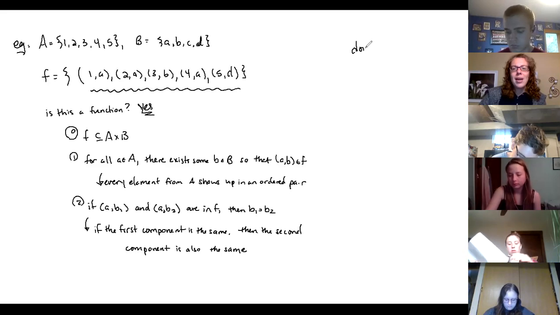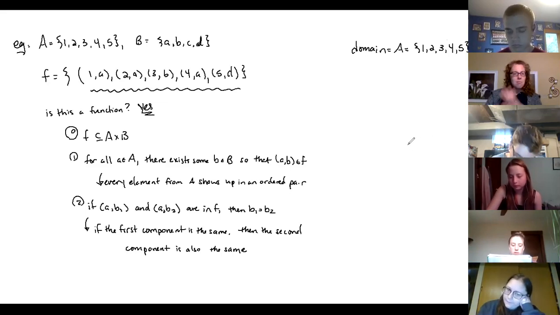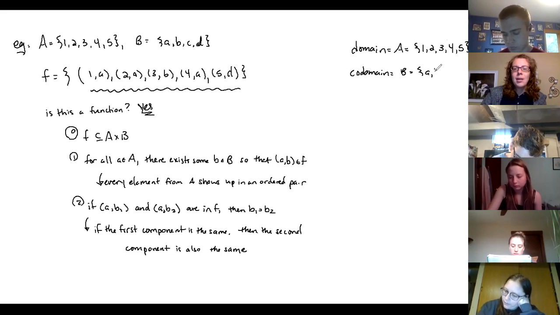So my domain is easy. That's just the set A, or I can say 1, 2, 3, 4, 5. No problem there. Domain is easy. Codomain is also easy. So my codomain in this case is the set B. That's A, B, C, D. Easy. Domain and codomain are both very, very easy.